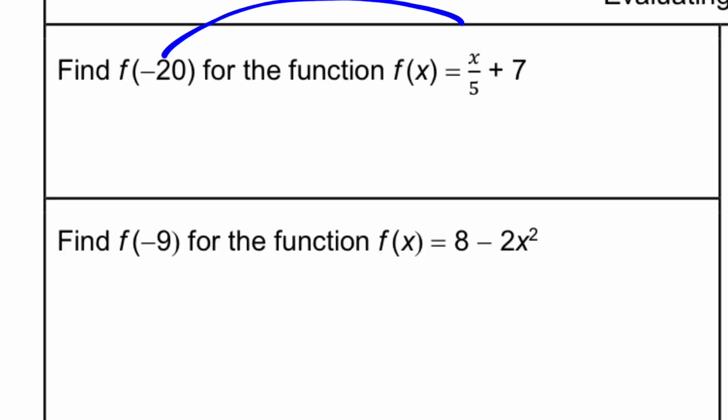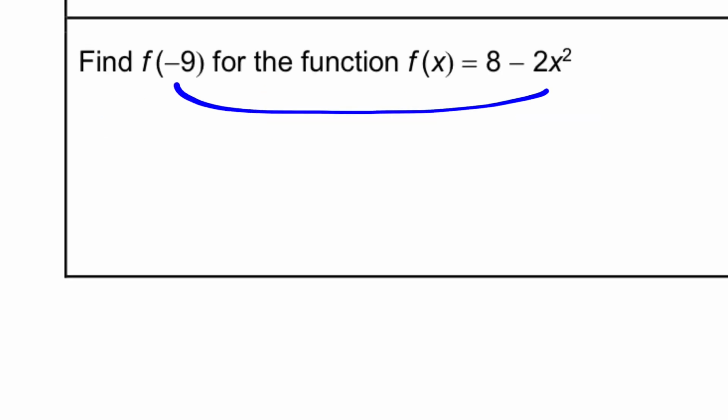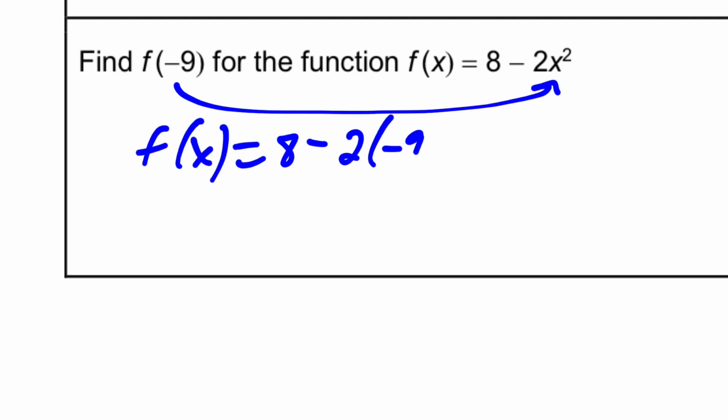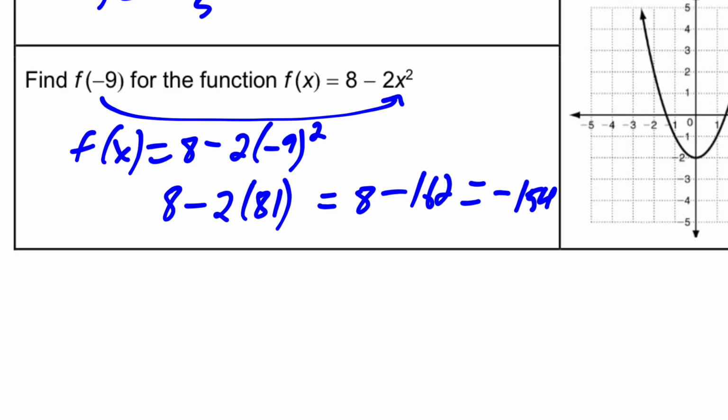To find f of negative 20, that means we plug in and we say that f of x is equal to 20 over 5 plus 7. Well, 20 divided by 5 is 4, so this is the same thing as 4 plus 7, which is the same thing as 11. You can also put this into y equals and check the table. In this function, we plug in negative 9 for x, and f of x is equal to 8 minus 2 times negative 9 squared. If we do the order of operations, we have 8 minus 2 times 81, or 8 minus 162, or negative 154.